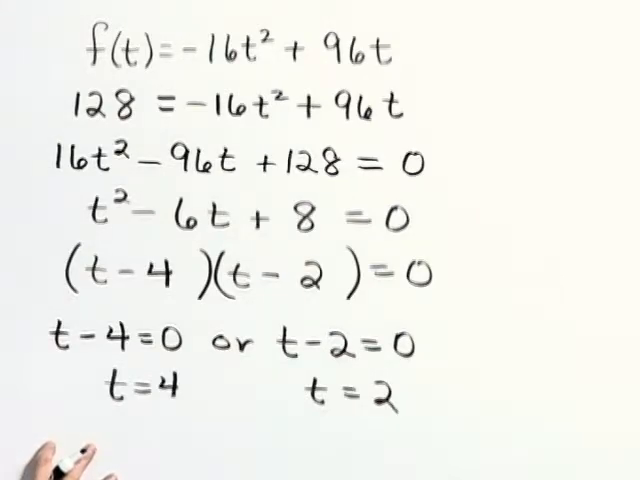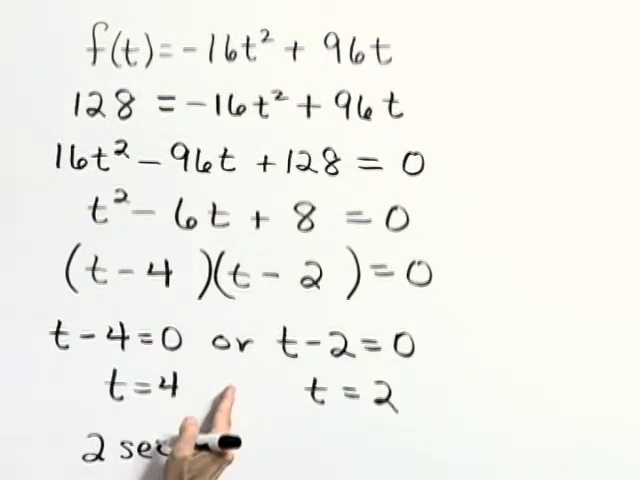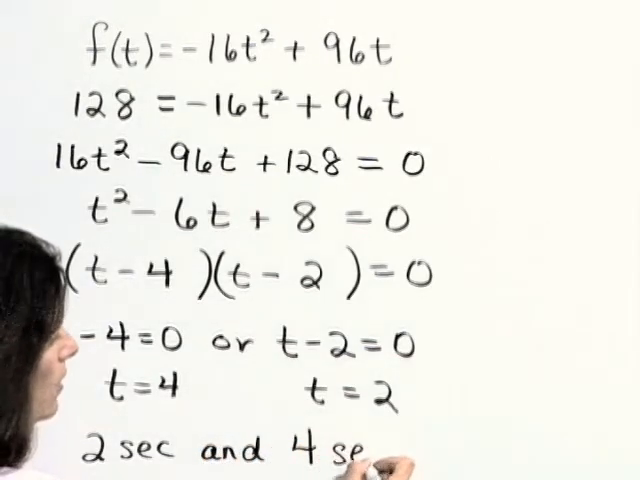So let's summarize that answer and say, well, this is time in seconds, so at 2 seconds, the ball is traveling upward, and it goes through that height of 128 feet. Then it begins to fall, and falls through that height of 128 feet at 4 seconds. So our answer, 2 seconds and 4 seconds.